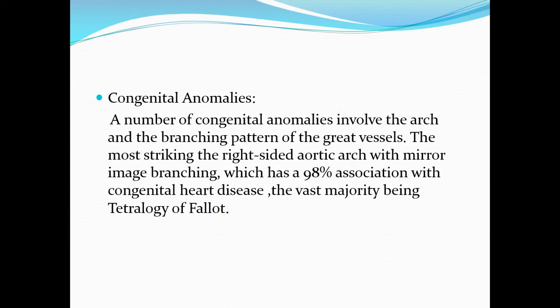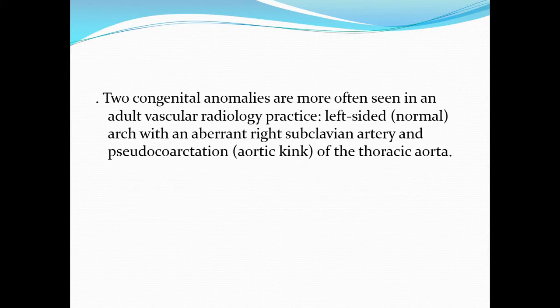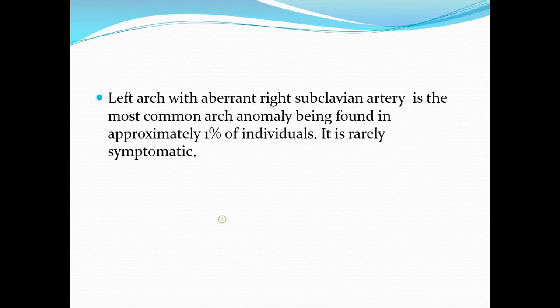Some congenital anomalies of the aorta include a number of anomalies. The most striking is the right-sided aortic arch with mirror image branching. Keep in mind that this right-sidedness with mirror image branching carries a 98% association with congenital heart disease, mostly tetralogy of Fallot. Two congenital anomalies are more often seen in an adult vascular radiology practice. These are the left-sided normal arch with an aberrant right subclavian artery and pseudocoarctation or aortic kink of the thoracic aorta. We will talk about them briefly.